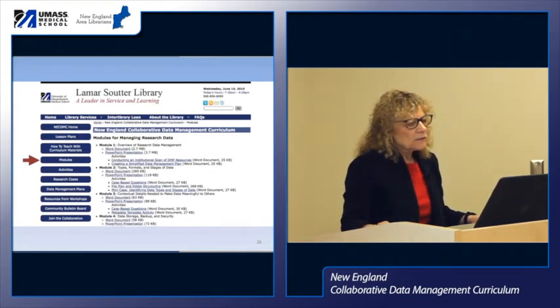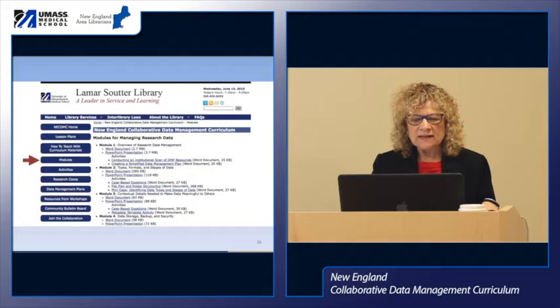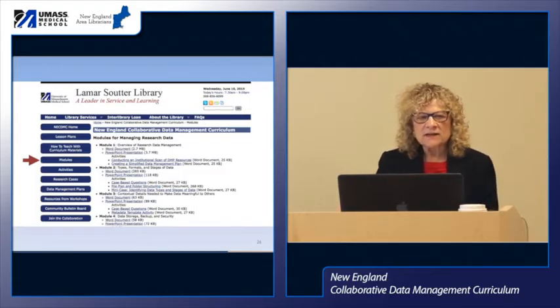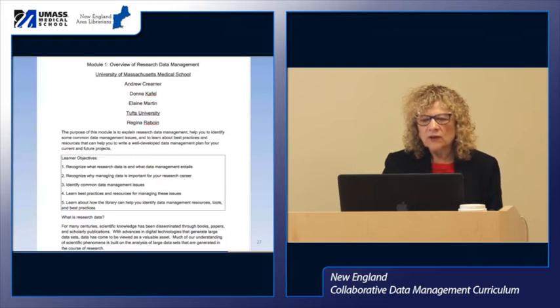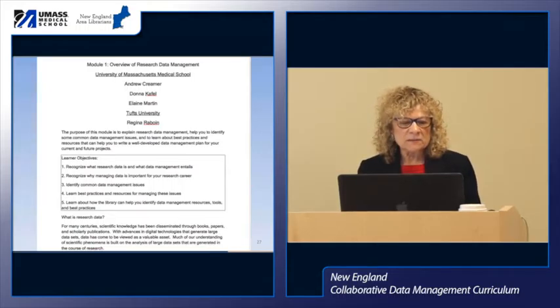The next item I'd like to show you is what the different modules look like for managing research data. So if you click on the tab Modules, you'll find for each module a series of Word documents, PowerPoint slides, and activities associated with that module. This is an example of what you'd find in Module 1, Overview of Research Data Management. It is the lecture content for this module. It is in a Word document. It begins with the learner objectives and proceeds to the text of what you might use in your lecture.